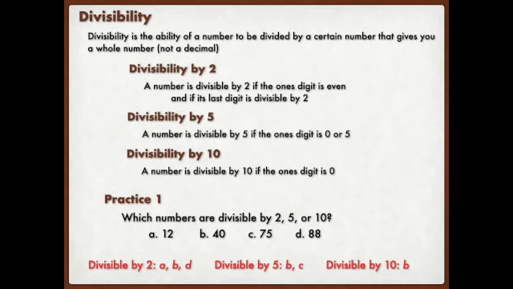So, what numbers are divisible by 2? 12, 40, and 88. What numbers are divisible by 5? 40 and 75. And what numbers are divisible by 10? Only B, 40.